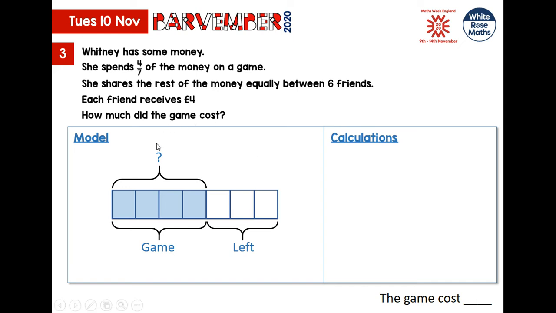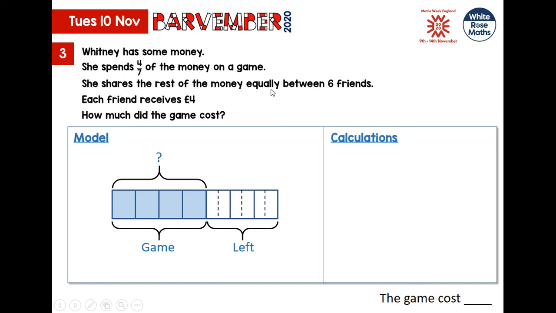Now, this is where I don't really like this question. I've included in the labelling here how much did the game cost, which is where the question mark is. But it's this, she shares the rest between 6 friends. Now, that's quite nice, isn't it? That we've got 3 parts left, and that does share quite nicely between 6, because we can split each in half to get 6 equal parts.